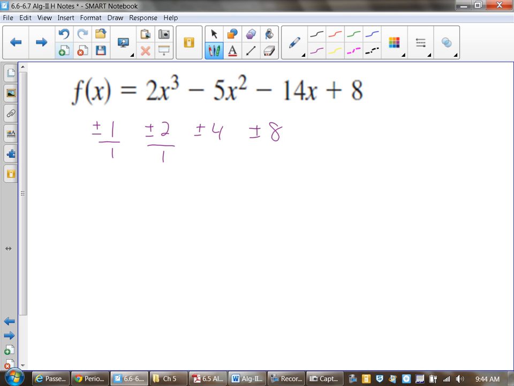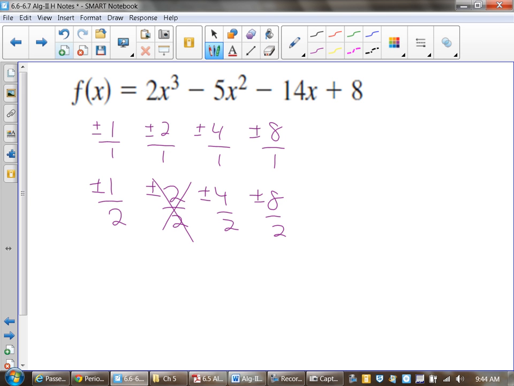Divide all those by 1. And then I have to do the same thing with 1, 2, 4, and 8, and divide them all by 2. Because the leading term coefficient is 2, what are the factors of 2? 1 and 2. Now, you will notice something here. 2 over 2 is a repeat of 1 over 1. Do you agree? So I don't have to worry about this one.